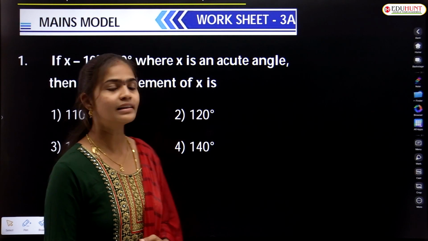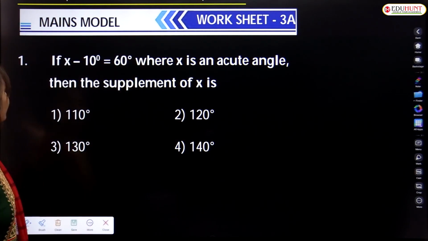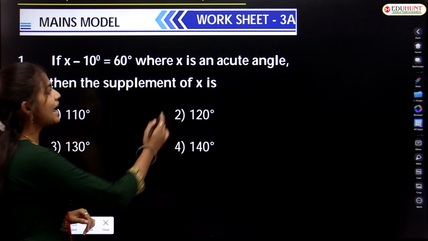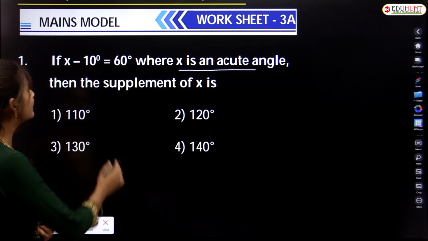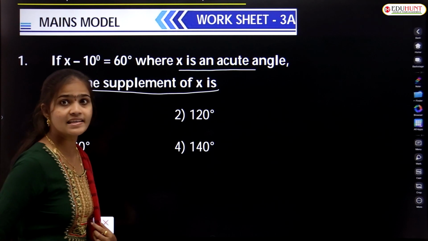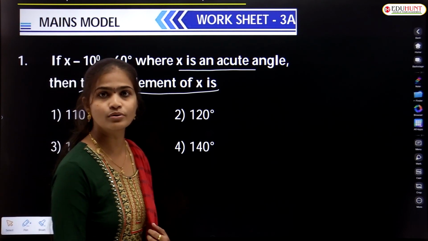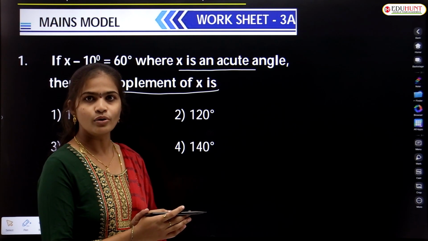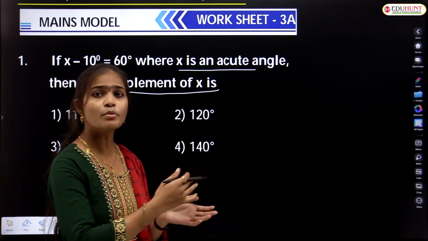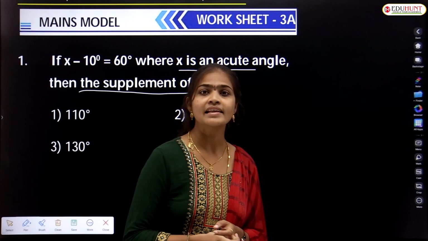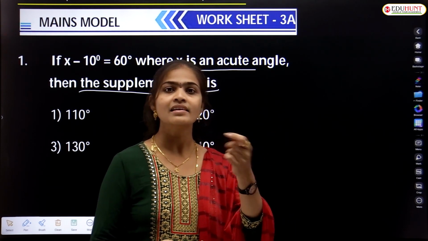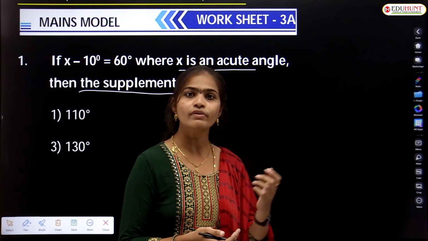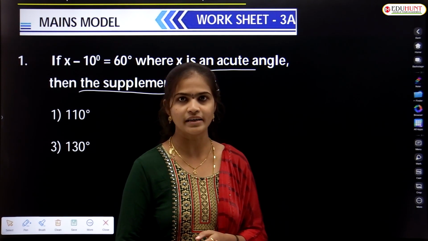Okay, so let us say the first problem: if x minus 10 degrees is equal to 60 degrees, where x is an acute angle, then the supplement of x is. We already discussed this type of angles, which come under pairs of angles. We know that if the sum of two angles is equal to 90 degrees, then each angle is a complement to the other, and we call the two angles complementary angles.